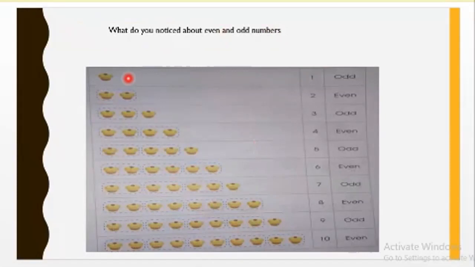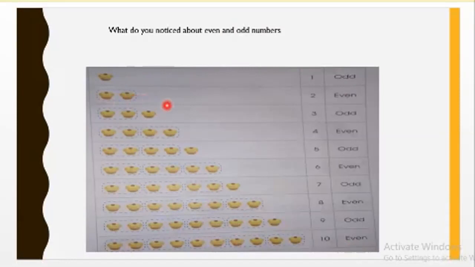Where my cursor is, just look at this first picture, 1. 1 is alone and there's no other object which it can pair with. So 1 is an odd number. Look at these side boxes. Yes, they're telling you through the pictures of cupcakes. Yummy cupcakes, yes. So the next picture, we have 2 cupcakes and they're equally paired.